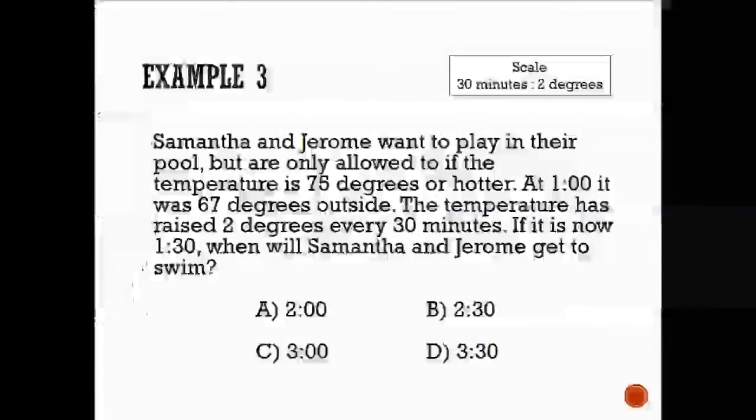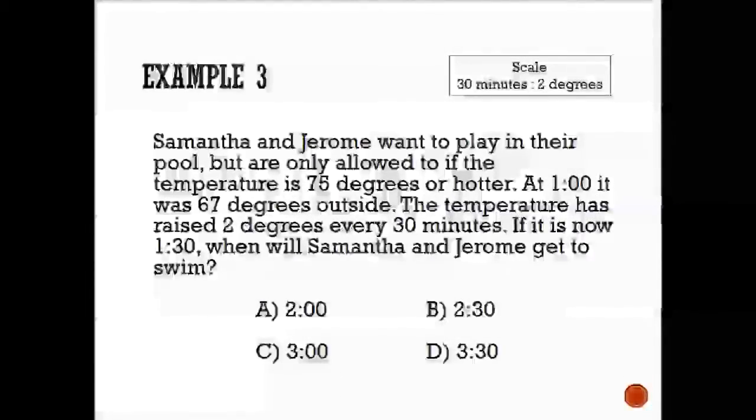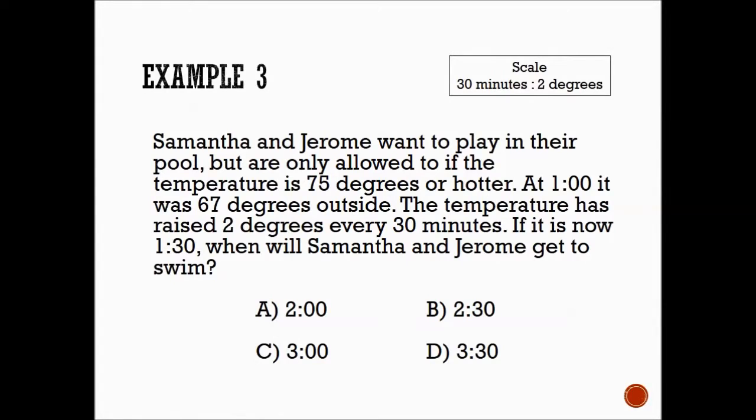Example 3. Samantha and Jerome want to play in their pool, but are only allowed to if the temperature is 75 degrees or warmer. At 1 o'clock, it was 67 degrees outside. The temperature has raised 2 degrees every 30 minutes. If it is now 1:30, when will it be warm enough for Samantha and Jerome to swim?